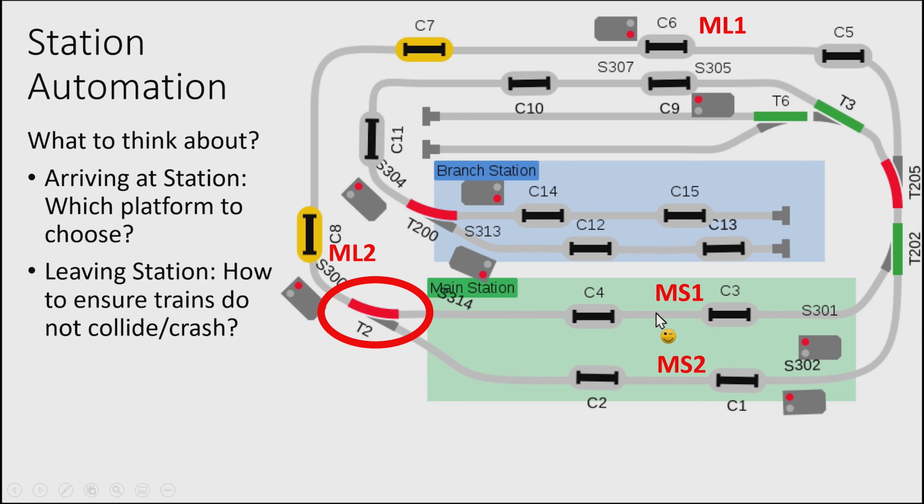In the same fashion, when I'm leaving the train station, there's a point here after the train station, which is turnout T202. I need to make sure that the trains don't crash or collide. I don't want both trains on MS1 and MS2 to decide to leave at the same time. Or say the train on MS1 is leaving and it's halfway across the turnout here, I don't want MS2 to decide to start and then run into the first train.